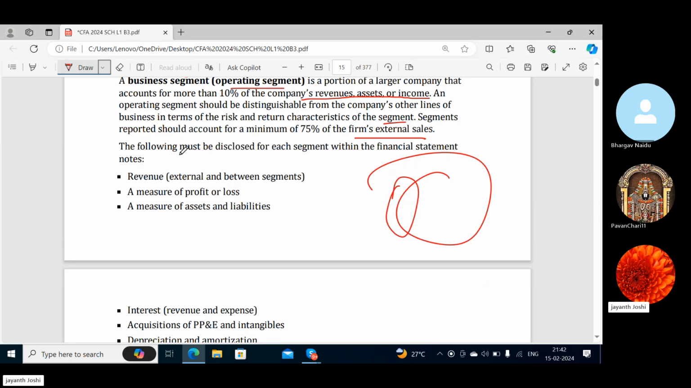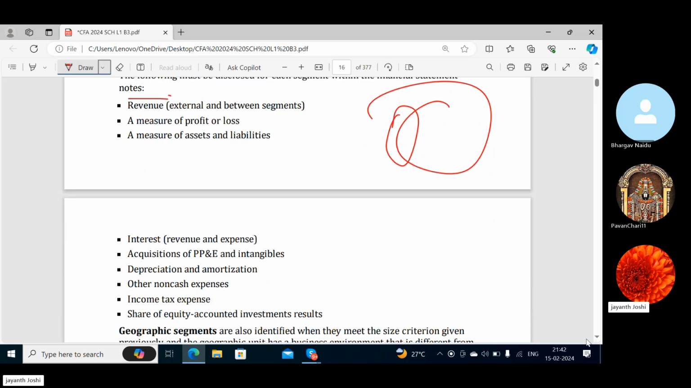The following must be disclosed for each segment within the financial statement notes. So what are you going to disclose under the footnotes? Revenue, external and between the segments. Let's say there's a company A, and it has two subsidiaries B and C. B can sell to external customers, C can sell to external customers, but they can also sell internally between them. That also should be disclosed. Actually, intercompany transactions should be disclosed.